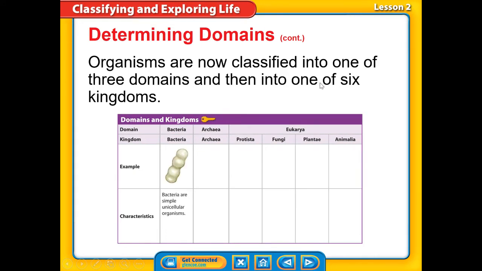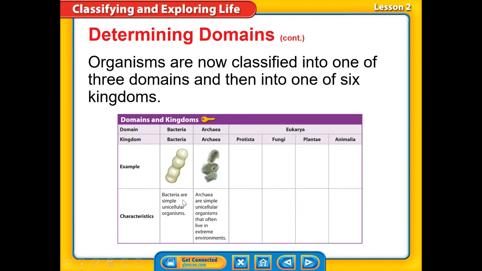How organisms are classified now is based on their characteristics or their traits, and they're put into 3 domains and then into one of 6 kingdoms. And you've got a copy of this chart on your worksheet. Okay, we've got the domains across the top here: bacteria, archaea, and eukarya. And then we've got the kingdoms in the next row. There are 6 kingdoms of living things. And you notice these first 2, bacteria and archaea, those kingdoms are the only ones that are found in their domain. And on the worksheet, you simply needed to write in the characteristics from this chart.